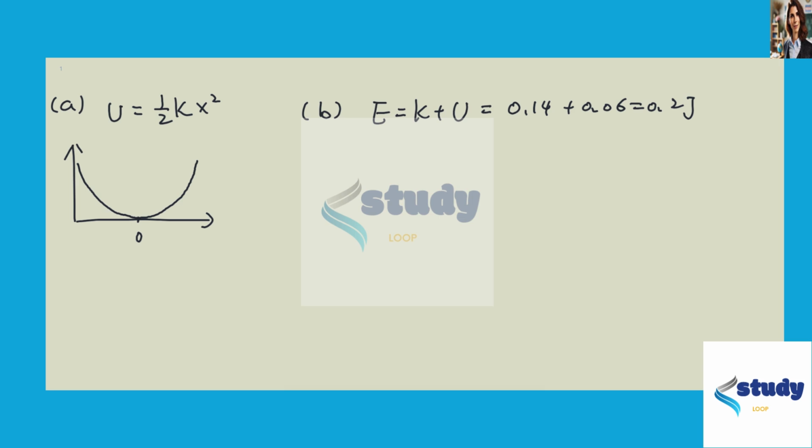So when the object reaches amplitude, all the energy is potential energy. So half Ka squared equal to E, right? So from this equation, we know that amplitude can be calculated by 2E over the spring constant, take the square root. Plug in the numbers, we get that it is equal to 0.2.